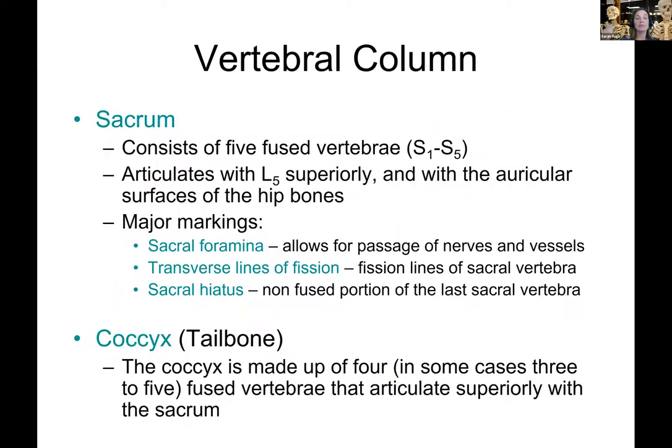Now we also have, remember, the sacrum at the bottom. The sacrum is vertebrae that have been fused together. This is going to articulate with the last lumbar vertebrae above it. So it's forming a joint with that last lumbar, L5, above it. And it's also going to articulate with your hip bones on the sides. And I'll show you a picture of that.